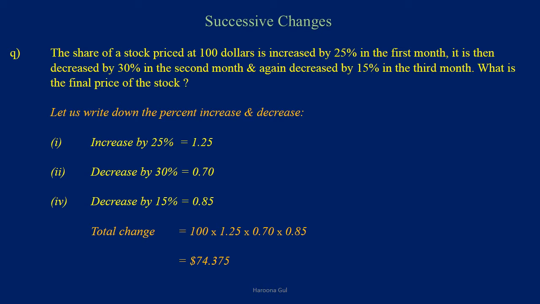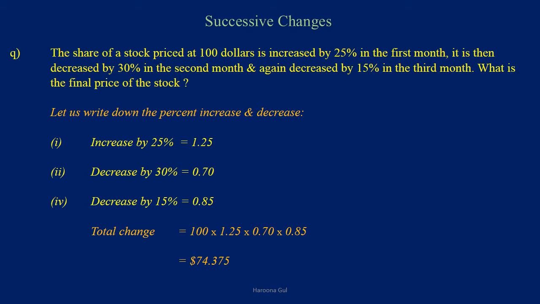Now, as we all know, an increase by 25% means 1.25, a decrease by 30% means 0.70, and a decrease by 15% means 0.85. It's simply 100 minus 15, which is equal to 85, and to write it in decimal form, we would write it as 0.85. So the total change is equal to 100 multiplied by the first change, multiplied by the second change, and multiplied by the third change.